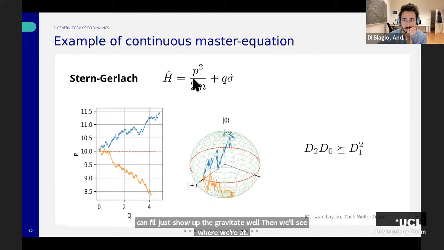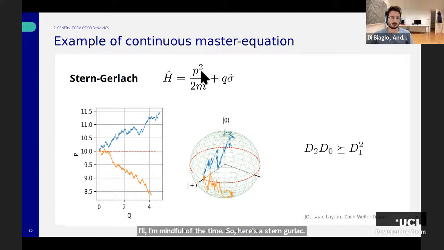So here's a Stern-Gerlach. We have a Hamiltonian, which is the free particle Hamiltonian, P squared over 2m, plus a magnetic field, which I'll take to be linear, and the spin of the particle, which is sigma, right? Let's start off our quantum system in the plus state. If it's spin up, then we expect that the particle will go in one direction, and if it's spin down, it'll go in another direction.